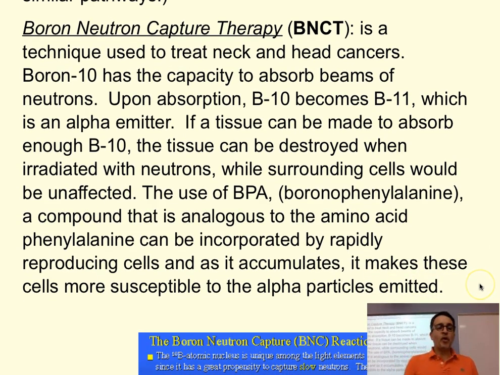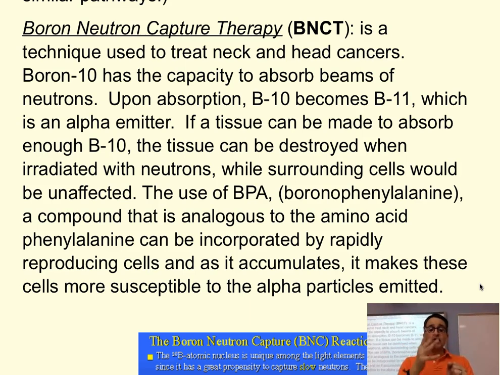Now, boron neutron capture therapy, all right, is something that has been developed using boron 10. Boron 10 can actually absorb neutrons and go from boron 10 to boron 11, all right. Now, boron 11 emits alpha radiation. So what it's done is we supply the body with boron 10, all right. And only certain tissues, we're going to make sure that we are injecting into the particular tissues that will absorb that boron 10, all right?